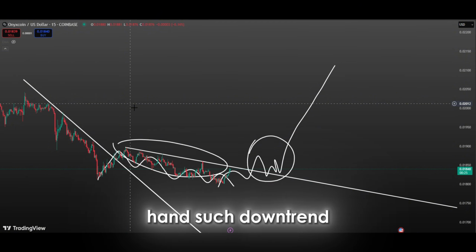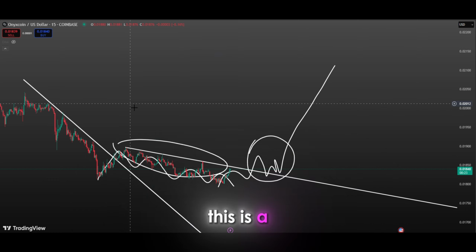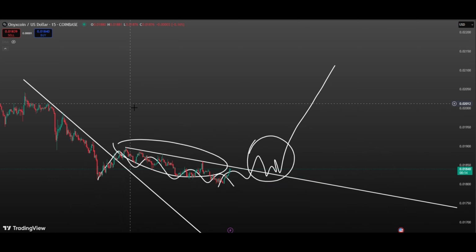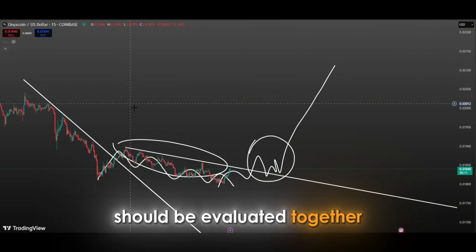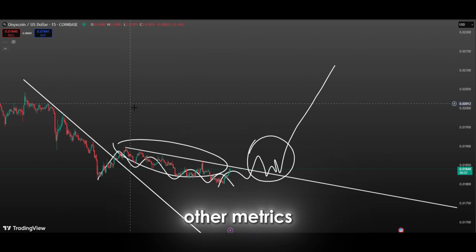On the other hand, such downtrend breakouts can often be followed by a pullback called a retest. This is a test of the broken trend line as a support. If the price returns to this broken line and starts an upward move again, this confirms that the breakout is valid and strong. This second move after the retest is usually more decisive and voluminous. This may cause the price to move to higher levels. Therefore, for investors, the breakout and retest process should be evaluated together, and this technical structure should be considered as a whole. But we cannot decide the analysis only with trends. Let's look at other metrics.